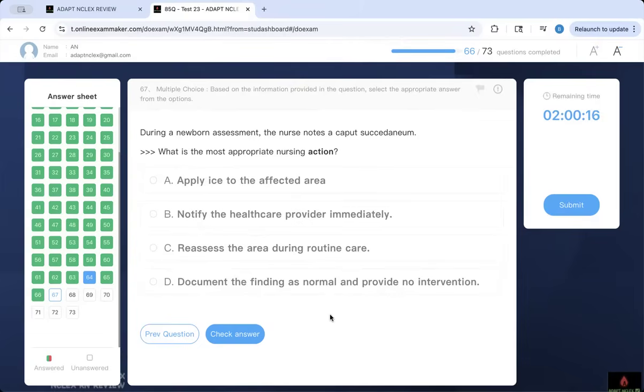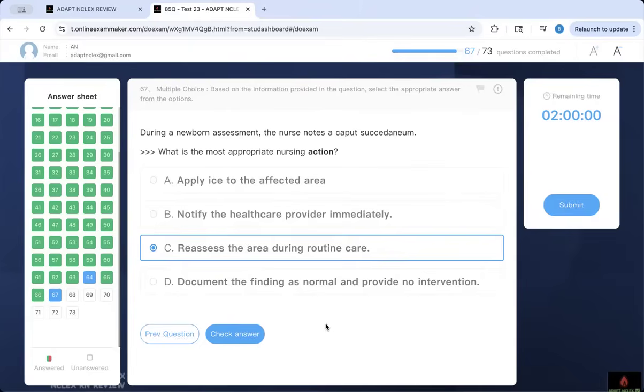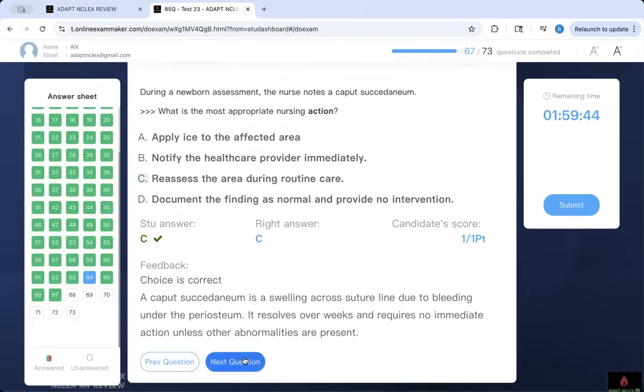Newborn assessment. This is expected, it is trauma during birth, and therefore it crosses the suture line, and it may go away. Reassess the area during care. The ice is not going to help it. The doctor, you don't need to, you can notify them, but not immediately. This is a normal finding, but you should provide some intervention. You got to check it, make sure it's not getting bigger and bigger.